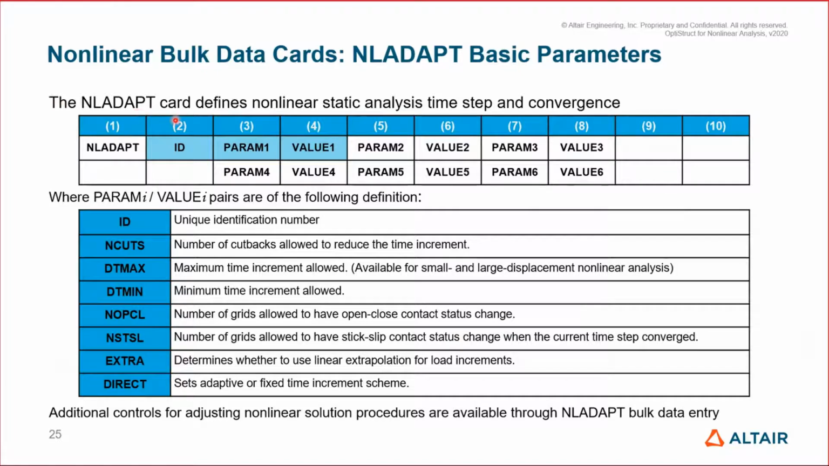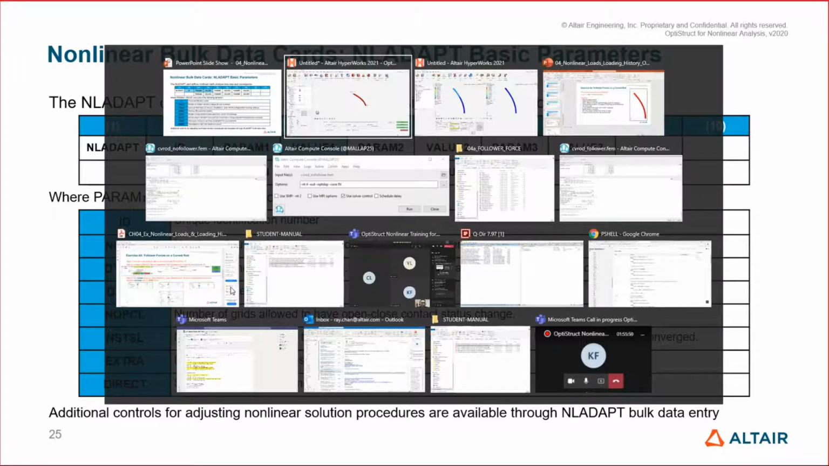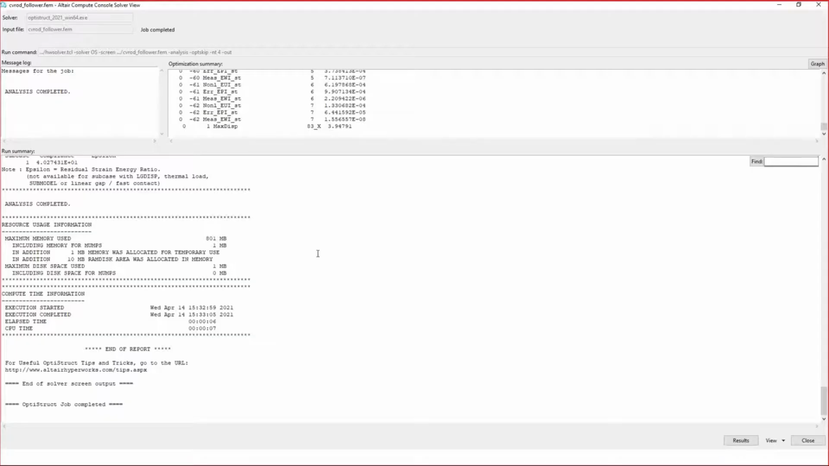And then the NL adapt card, we have touched this earlier, where we actually introduced the stabilize. So there are some other things that you can also implement to control your run. For example, we touched a bit the number of cutbacks, the maximum time increment allowed, or minimum time increment allowed. If you set a minimum time increment allowed, it means that you cannot go lower than that. So let me show you from one of the runs here.